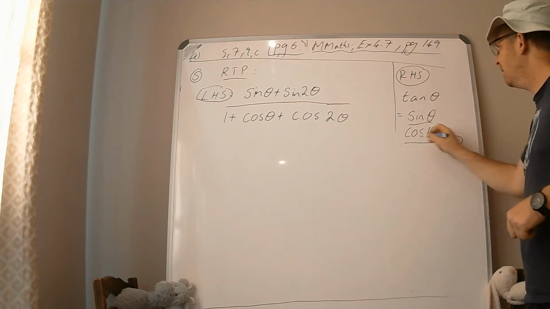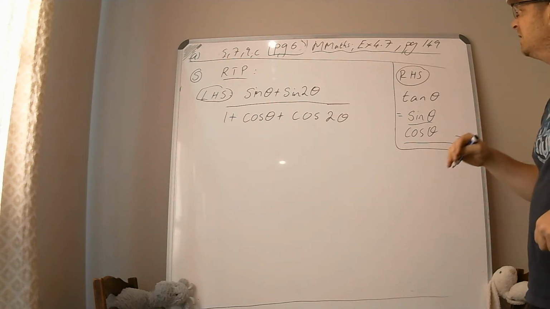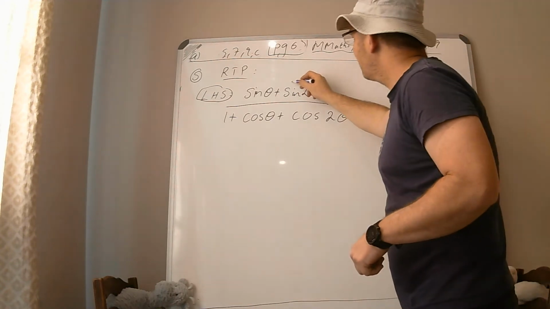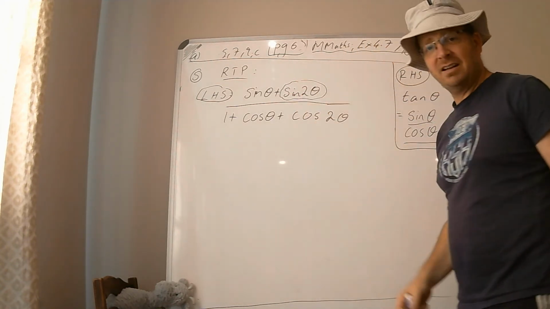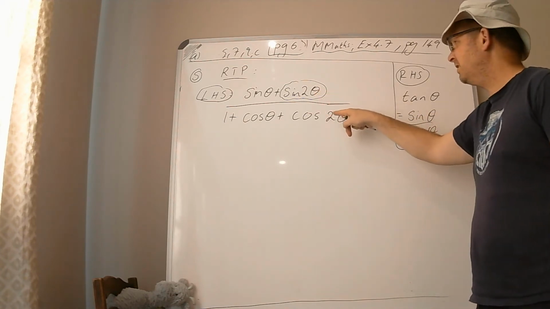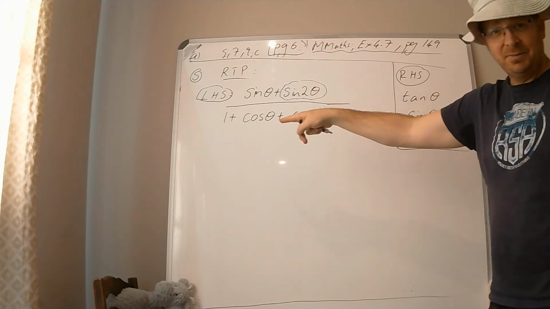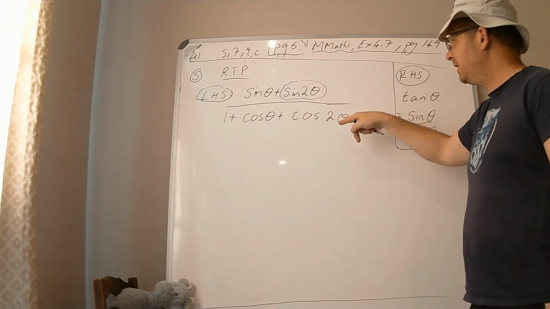Sine theta over cos theta. Right. So now, Chinese girl number 2, that's a guaranteed mark, because I've got some double angles here, so the next thing I want to do is get rid of the double angles, because everything else is single angles. So first we're going to get rid of the double angles.